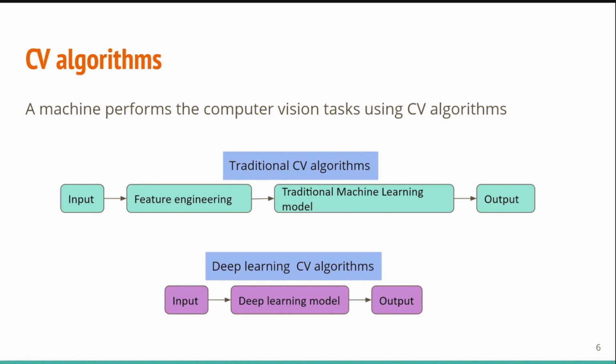In the other case, the traditional CV algorithm, we have feature engineering and a traditional machine learning model. We have to break our heads on these two aspects. Maybe in the later slides, I will explain more.